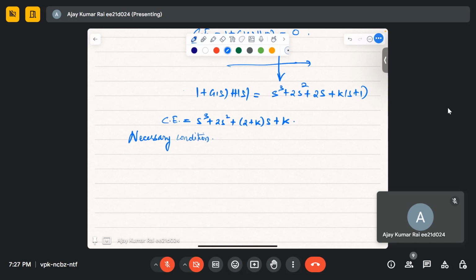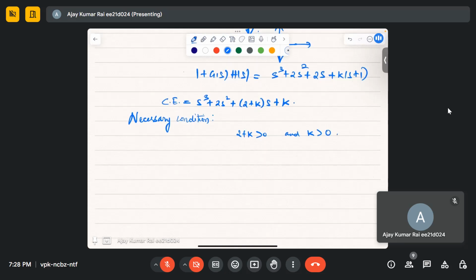All the coefficients should be present, non-zero, and of the same sign. Here in this case, all the coefficients are present and non-zero, so 2 plus k and k should be non-zero, right? k should be greater than 0. Then only they will be non-zero. So from here you get the conditions k greater than minus 2, and again k greater than 0.